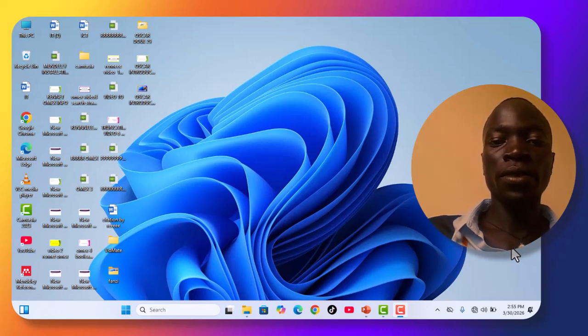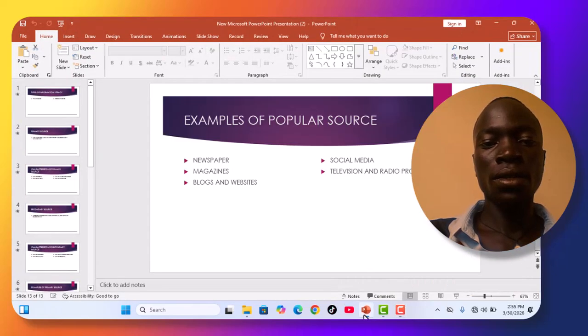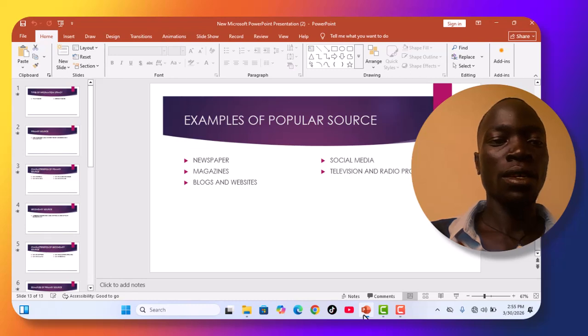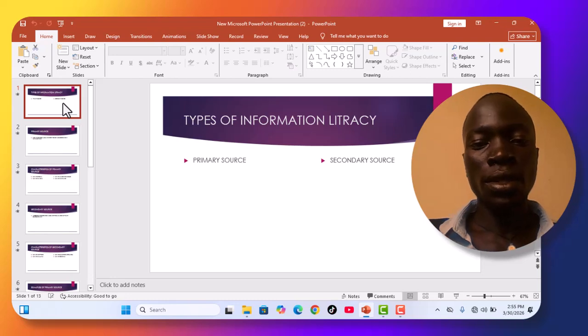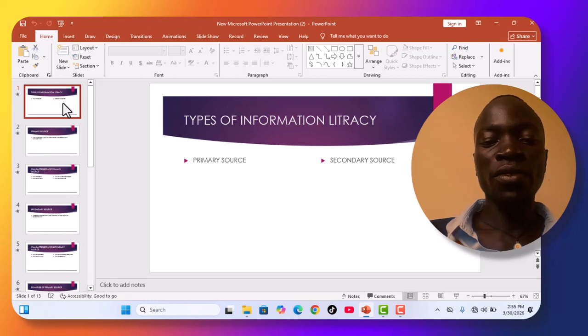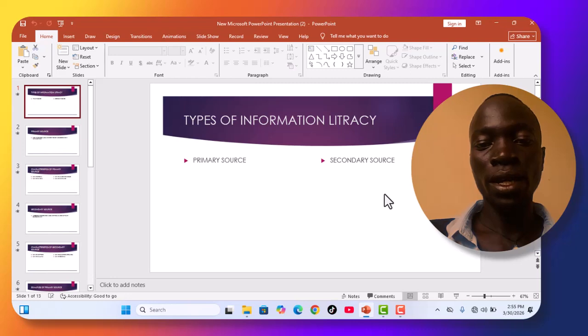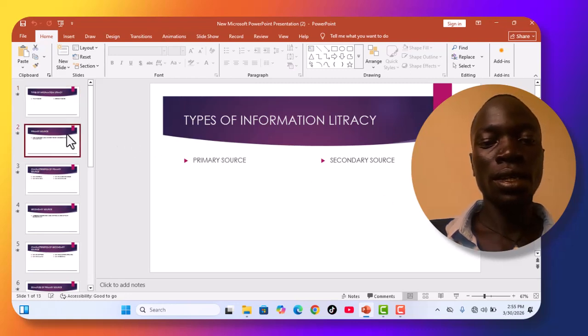For example, let me first open the slides. It's this, yeah, they're over there. So I'll move to my first slide, which is there. So this is an introduction. This is types of information literacy. In types of information literacy, we have the primary source and the secondary sources, as I said before. These are the types of sources that we have. So straight away we shall move to the primary source, which is in our next slide.